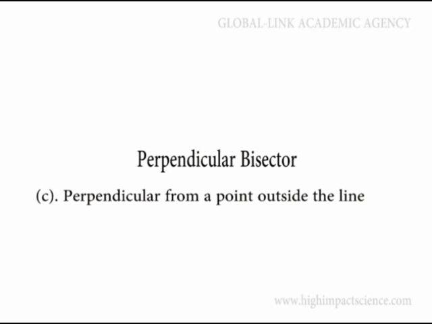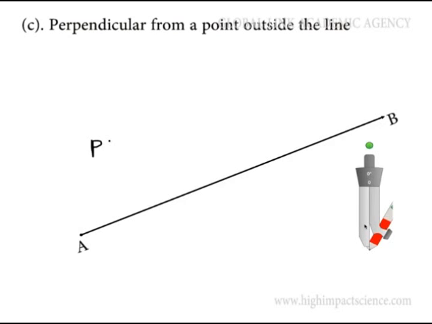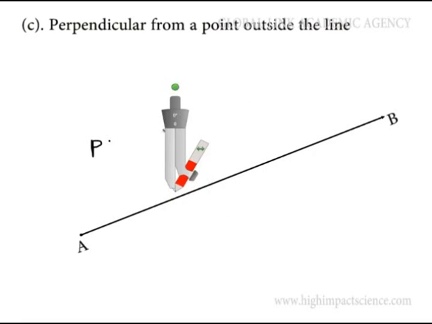Next is a perpendicular from a given point outside the line. In this case, we say we are dropping a perpendicular to a given line from a given point above or below the line. So there is the line. We want to construct a perpendicular to that line, but importantly, it has to pass through point P.